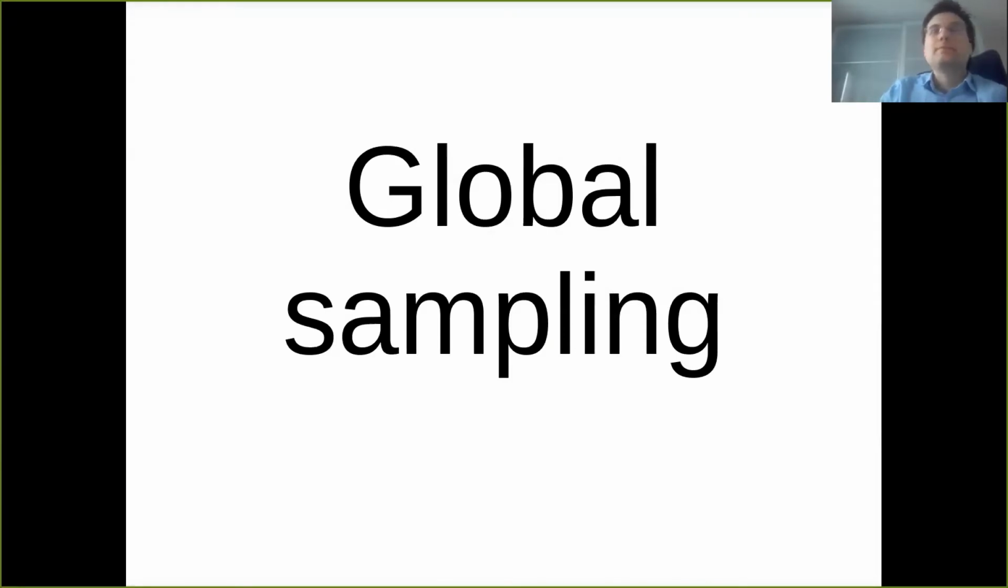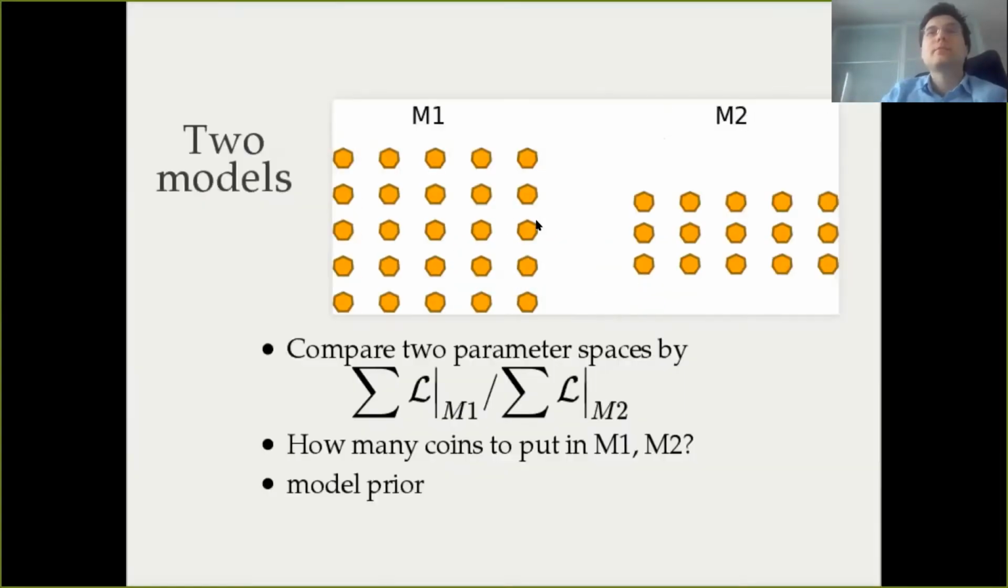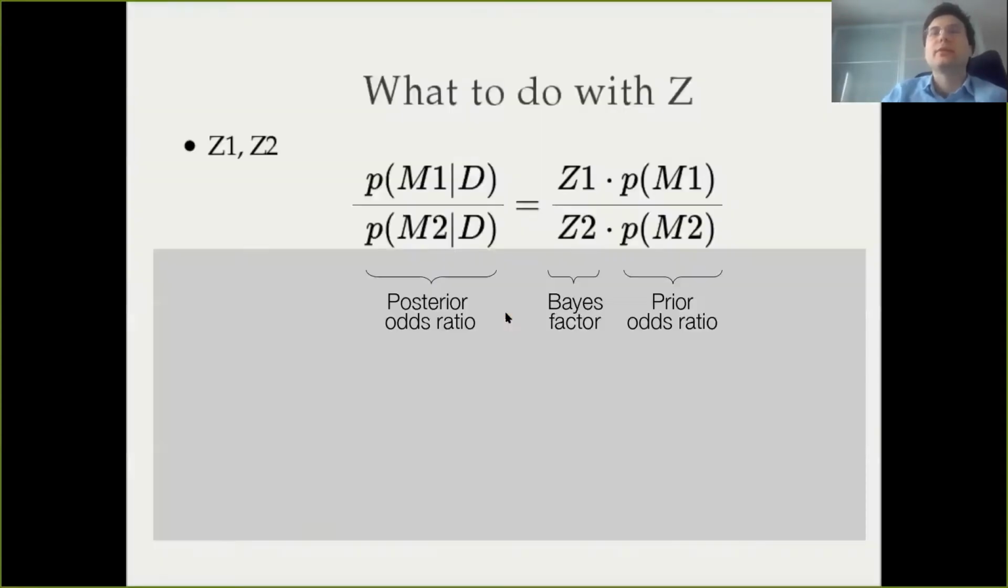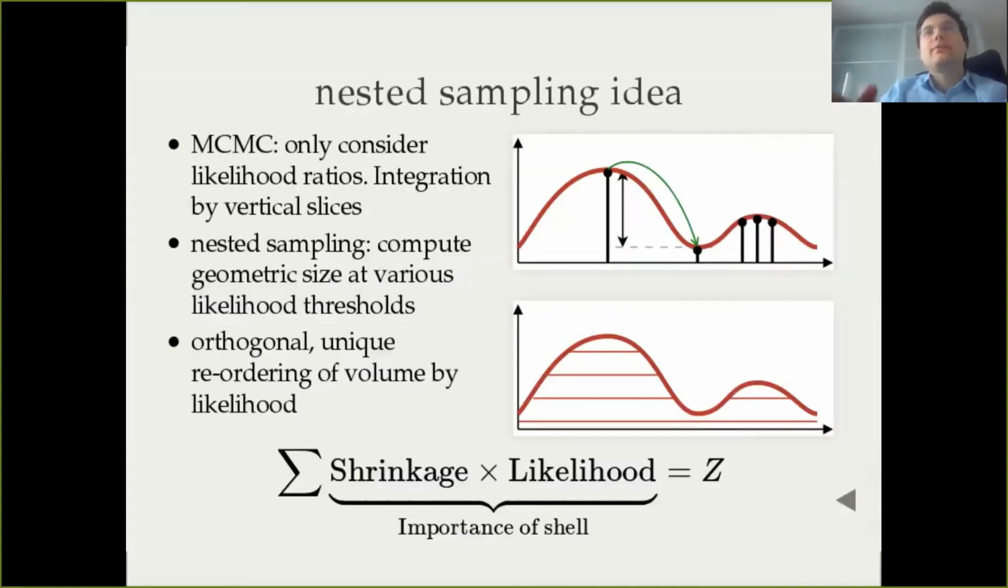Okay, let me come to algorithms, in particular one algorithm to compute these integrals over the entire parameter space, also in high dimensional and complicated spaces, where grids are not sufficient, which is basically all practical cases. And for that, I want to explain nested sampling.